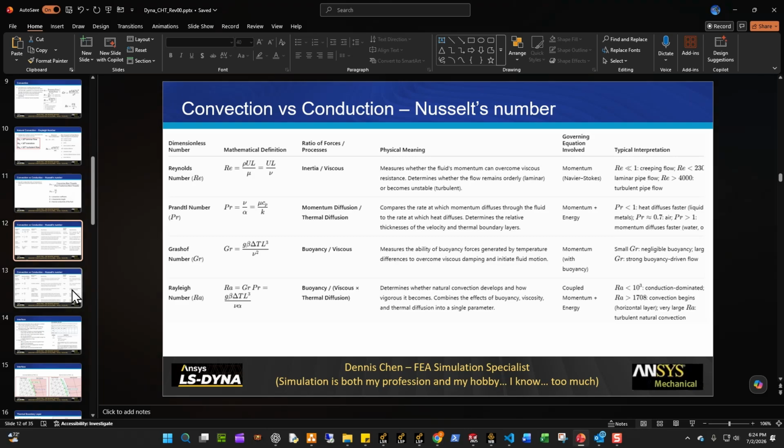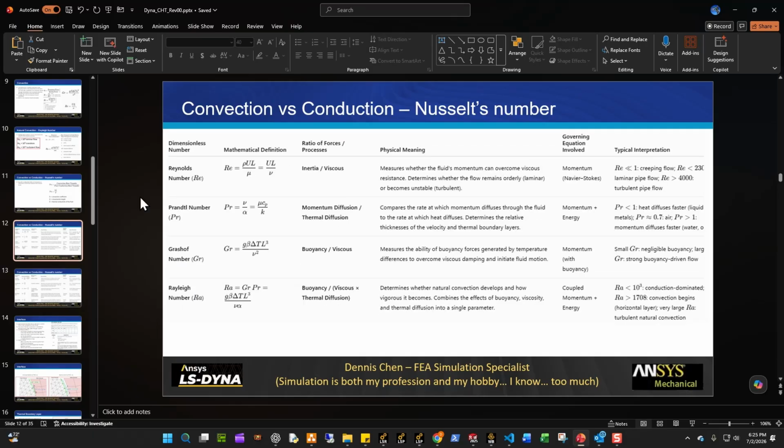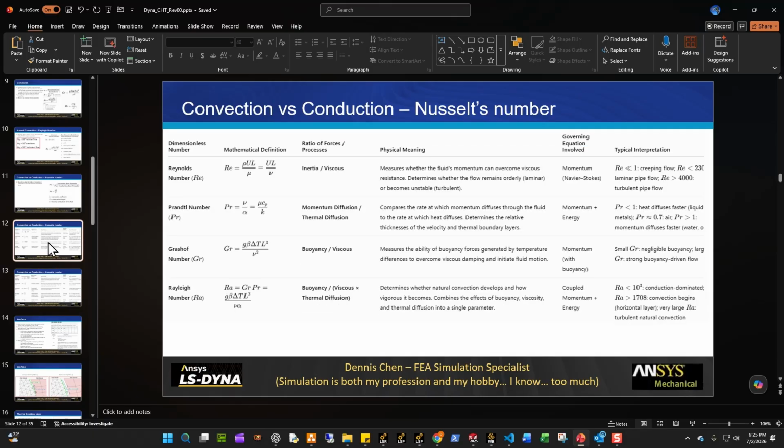A good strategy for setting up a CHT problem is that you have to look at the fluid side and understand the nature of what you're actually looking at. It's easier for me as a structural guy to visualize the nature of my problem on the structure side, but on the fluid side it's a lot more difficult for me, which is why I took the time to build the table. This table gives me a very good understanding of what kind of problem I'm trying to solve on the CFD side. Okay, I'm not going to go over every one of these.